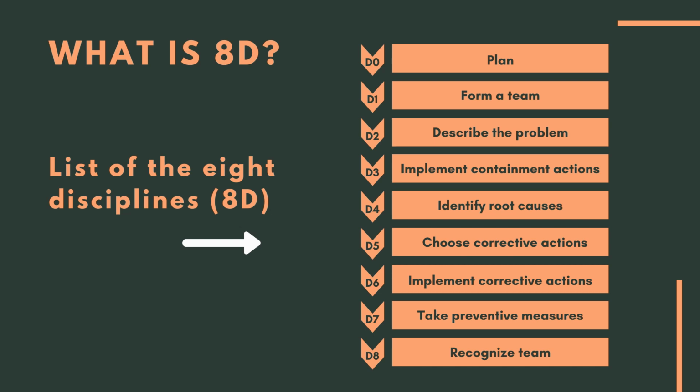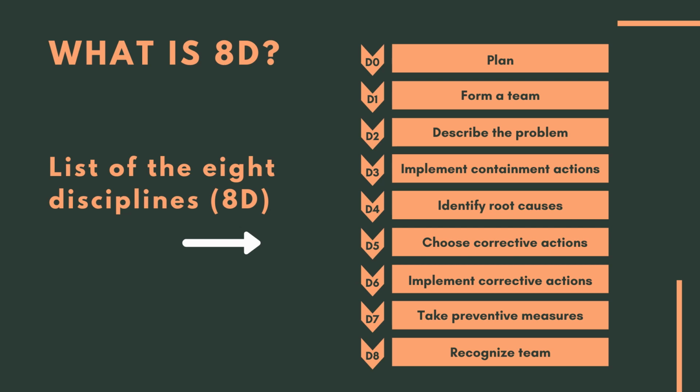D4. Identify root causes. In this discipline, we need to identify all applicable causes that explain how the problem has occurred and why the problem has escaped. D5. Choose corrective actions. We need to choose and verify the corrective actions that will resolve the problem. D6. Implement and validate the best corrective actions.